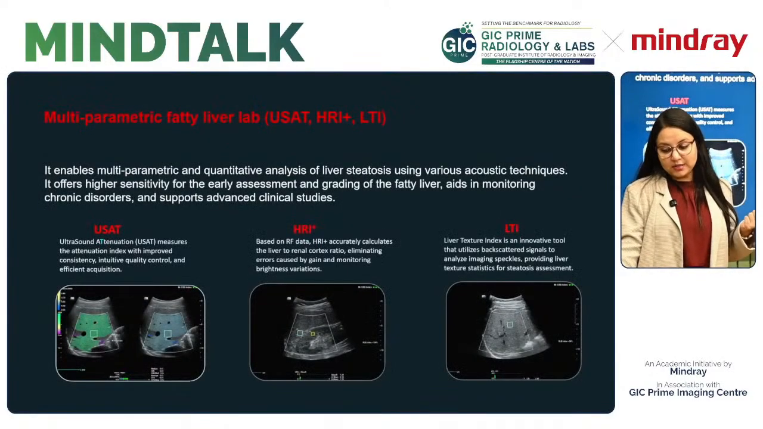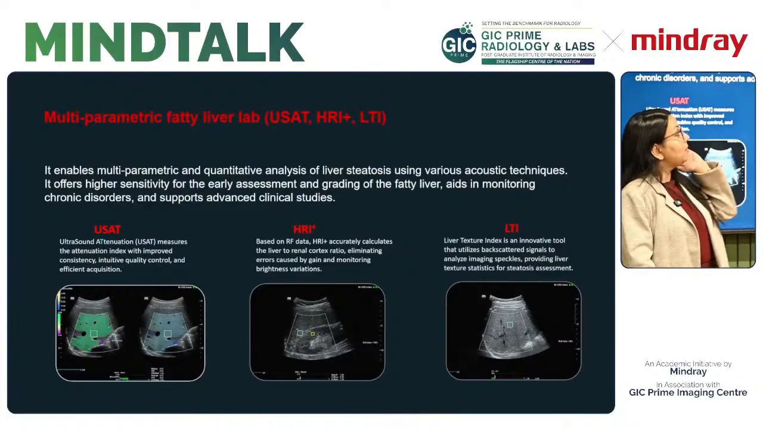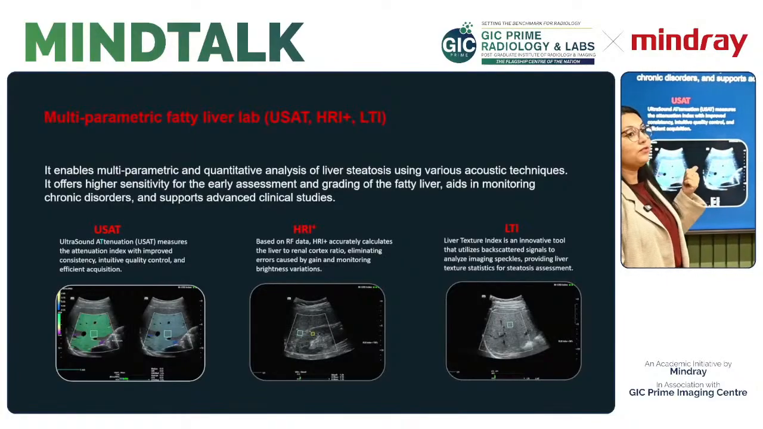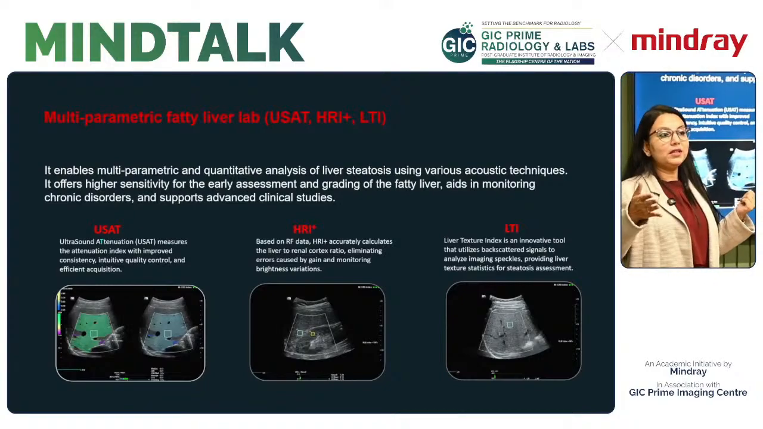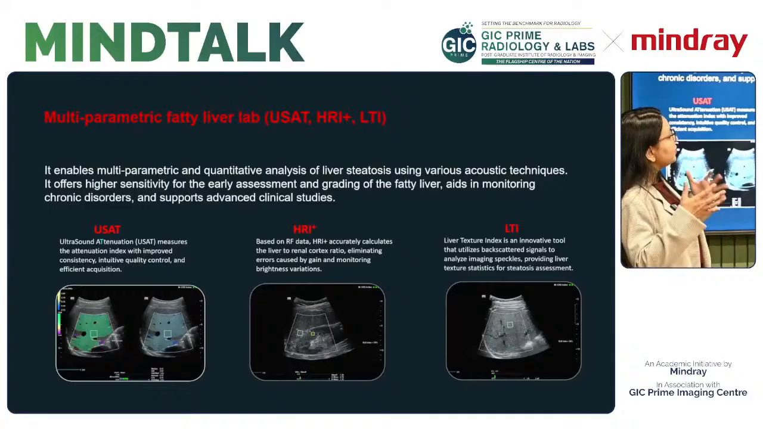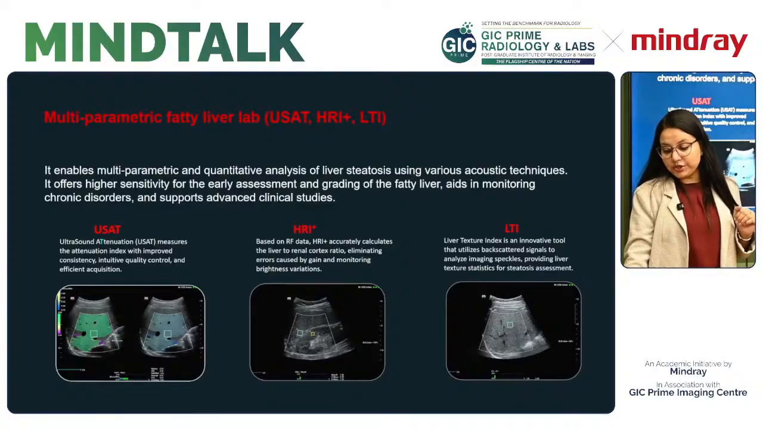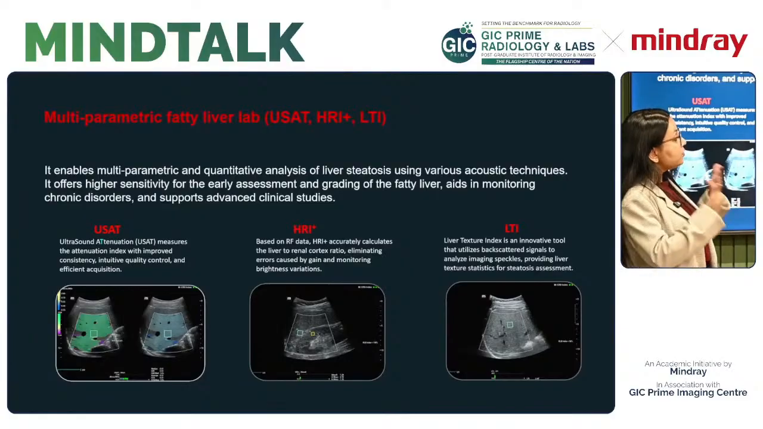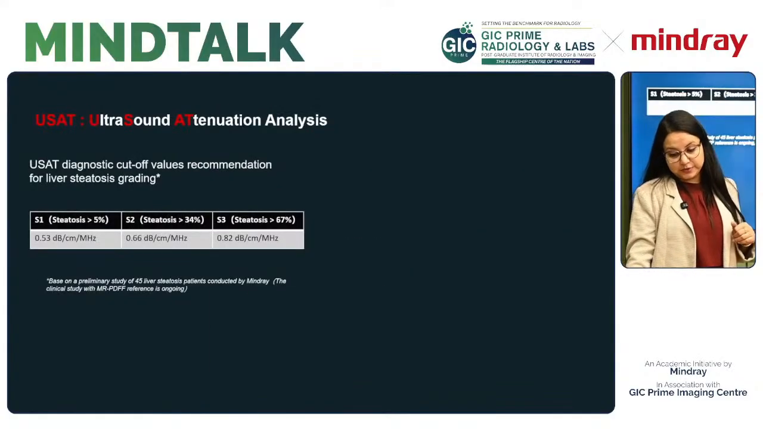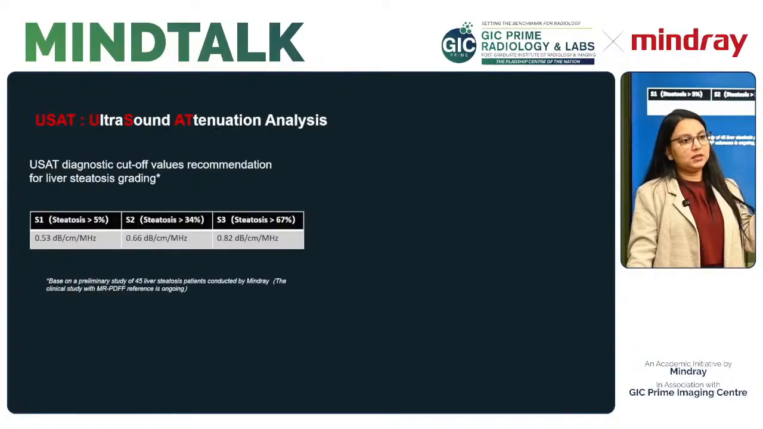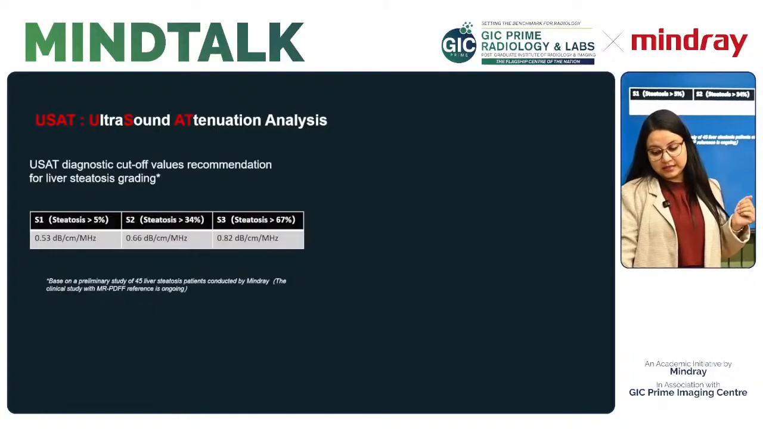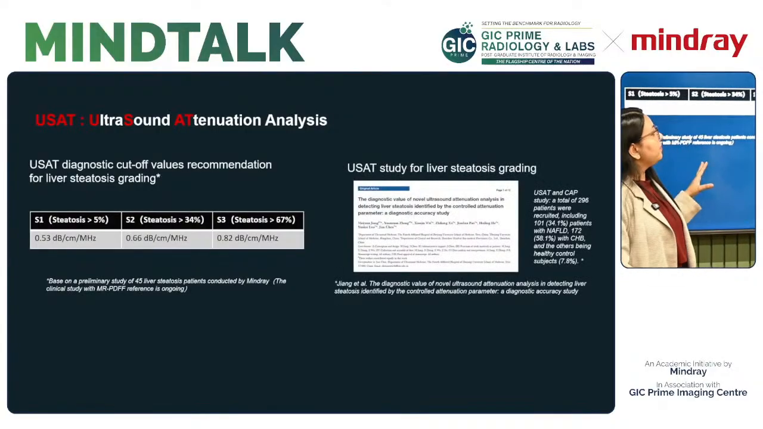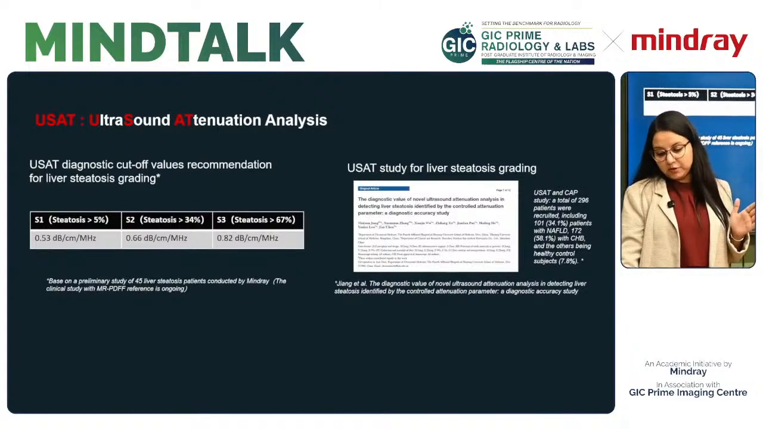which cater to GI, OB-GYN, pediatric, and cardiology applications. So we already saw this multi-parametric Fatty Liver Lab, which comprises the USAT, which is fat quantification, staging of liver steatosis. Then comes HRI, which again is an aid to liver steatosis. And also we have LTI, which processes the backscattered imaging and speckles, and also provides information about liver steatosis and its staging. So the cutoff values are there: less than 5%, less than 34%, and less than 67%. Overall, this will give you the information about the fatty liver.